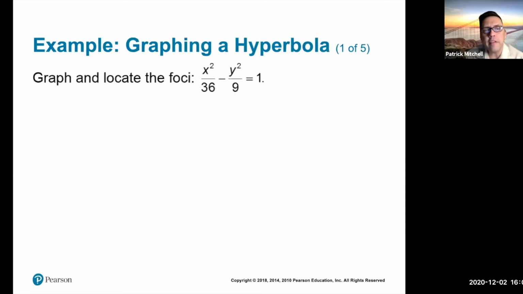All right, so for example, let's graph and locate the foci of the hyperbola x squared over 36 minus y squared over 9 equals 1.